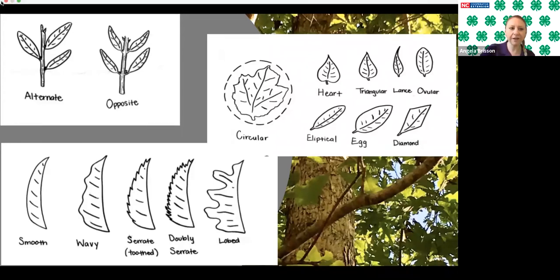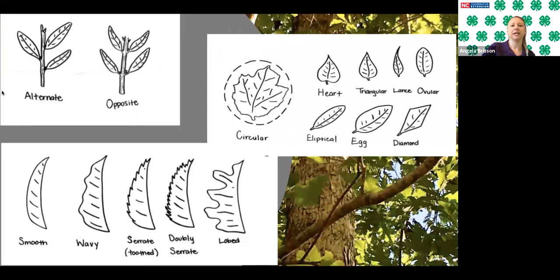And then finally, last but not least, in the upper left-hand corner, you'll see two examples of twigs with leaves on them. The one that's on the left side is what we call alternate leaves.